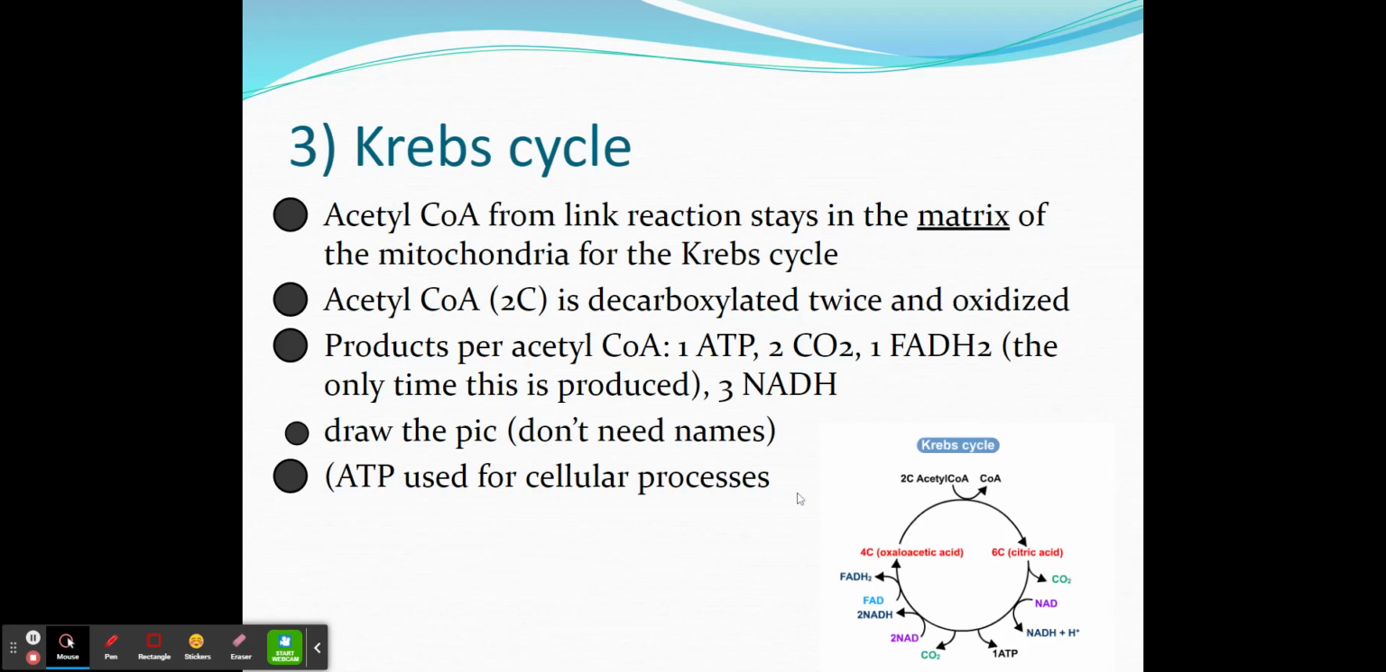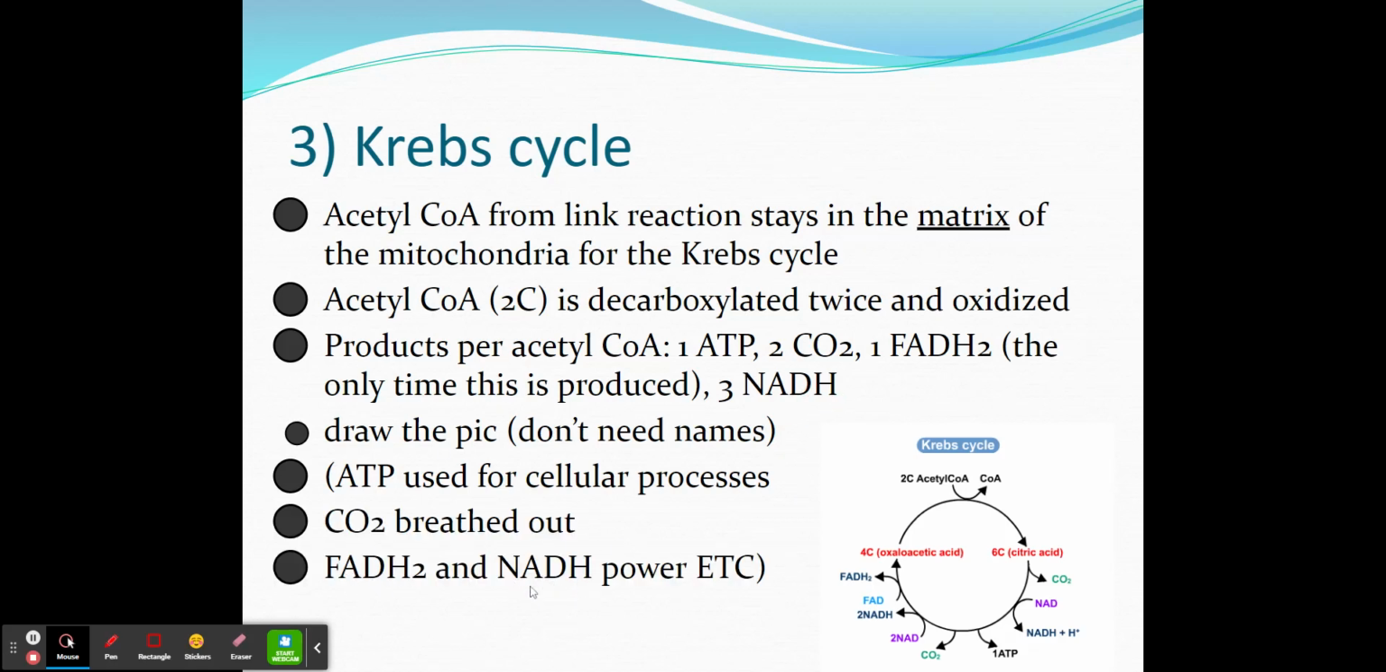Okay, ATP is used to power a billion different things. CO2 is breathed out. FADH2 and NADH is really what we were after here. So yeah, we made a bunch of stuff. All I really, really care about, yeah, ATP is useful, but these were the things I'm after.